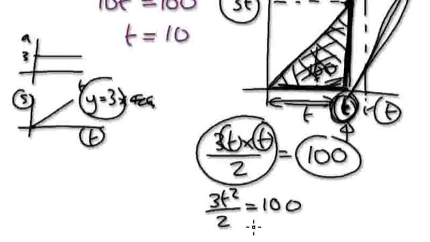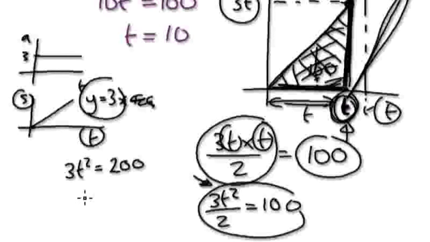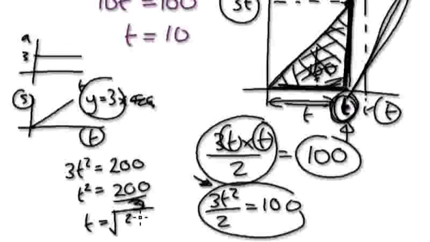Now you're just trying to work out the time here. So try and work out t here. This would be 200, because we times both sides by 2, and then divide both sides by 3. So 200 over 3, and then square root both sides. So t equals root 200 over 3.